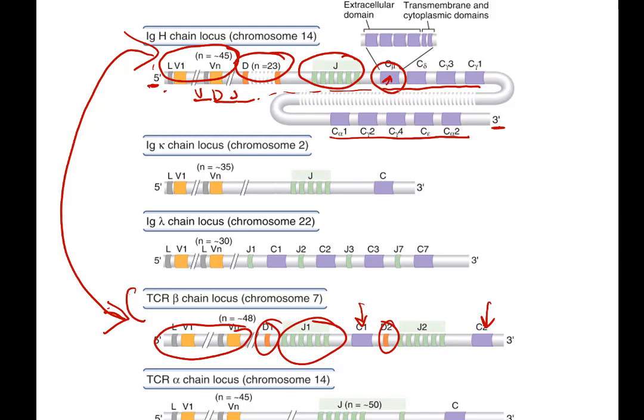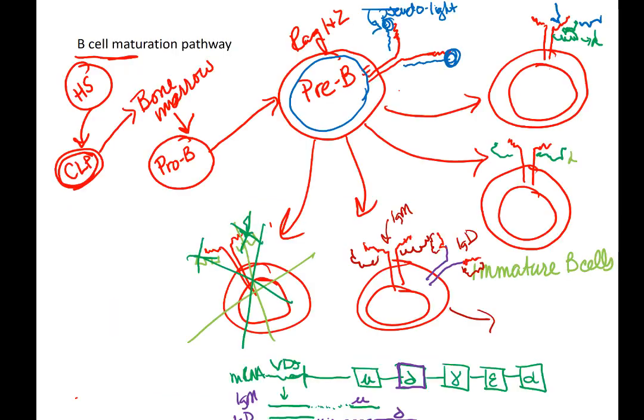So let's go back and do T cell rearrangement. Okay, so this is the B cell. We're going to do T cell rearrangement, and so we're going to have the same thing. We have a hematopoietic stem cell that's going to become the common lymphoid progenitor. That's going to become a what? It's going to migrate where?